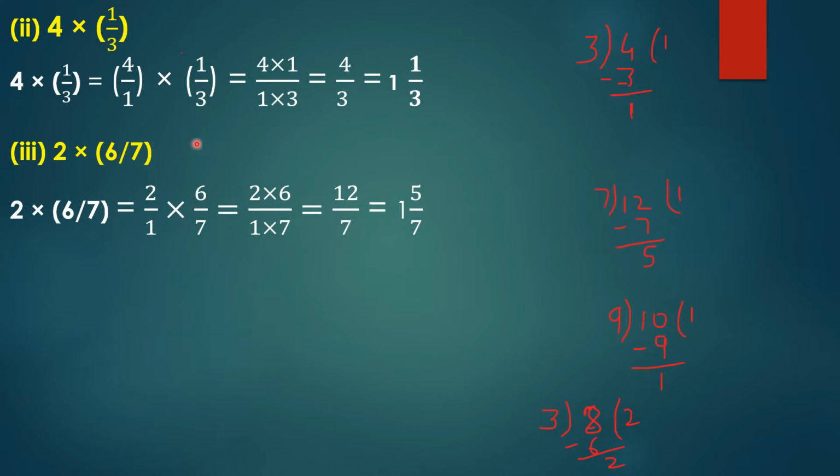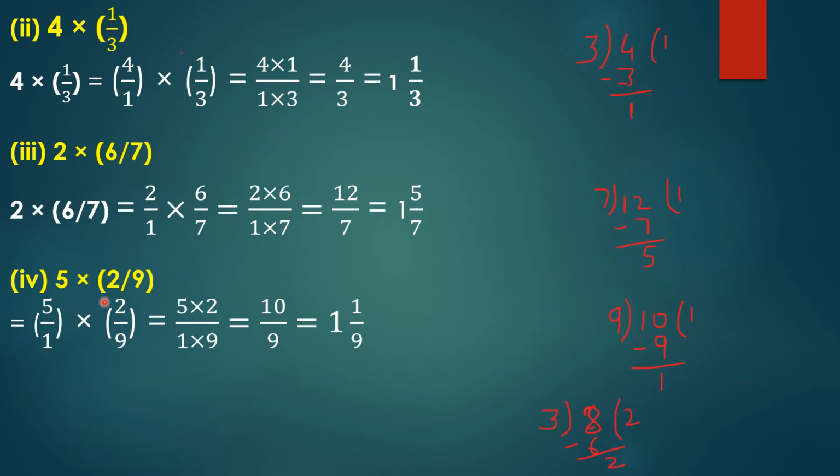And the next question is 2 into 6 by 7. Now you tell me how to write 2. 2 can be written as 2 by 1 into 6 by 7 as it is, which is equal to 2 into 6 divided by 1 into 7, which is equal to, what is 2 6s, it is 12, divided by 7. This can be written as the mixed fraction 1 5 by 7, because 7 ones are 7, 7 plus 5 is 12. So this will become 12 by 7.